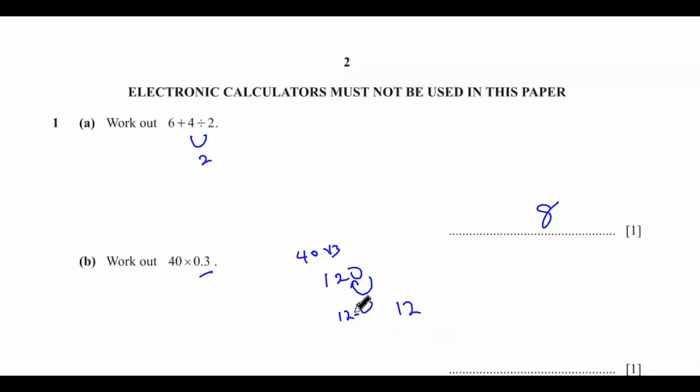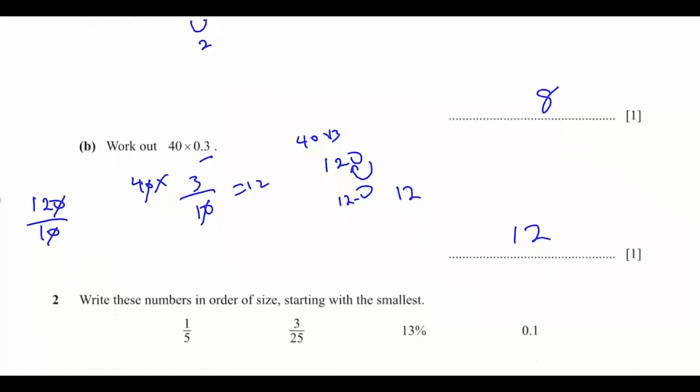Okay, so that is one method. Another method will be 40 multiplied by 3/10, so it will be 3 out of 10. Then this 0 will cancel this 0. Then you have 4 times 3, which is 12. You may want to multiply 40 by 3 to get 120, then over 10. Then this 0 will cancel this 0, so you still get 12. So that is very important.